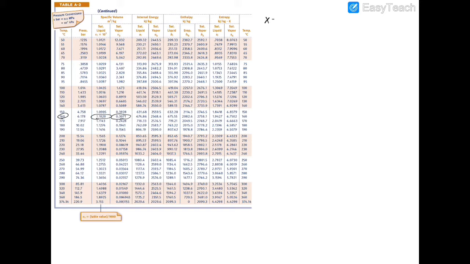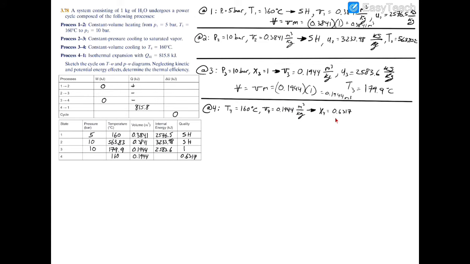If we use the formula x equals V4 minus vf divided by vg minus vf, I went ahead and plugged in what we have. We have V4 as 0.1944, again, because V4 equals V3, and then we have the saturated liquid specific volume from right over here. Remember, you have to divide it by 1,000. And then you also have the saturated vapor specific volume of 0.3071. If you plug all this in your calculator, you're going to get that x4 is equal to 0.6317.